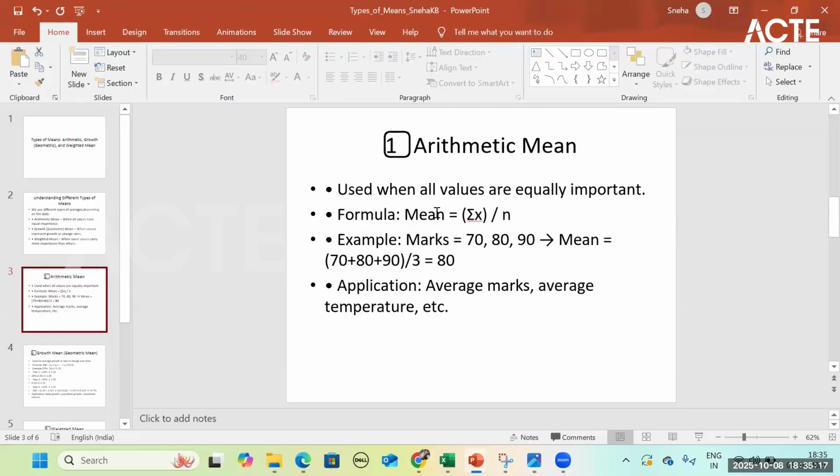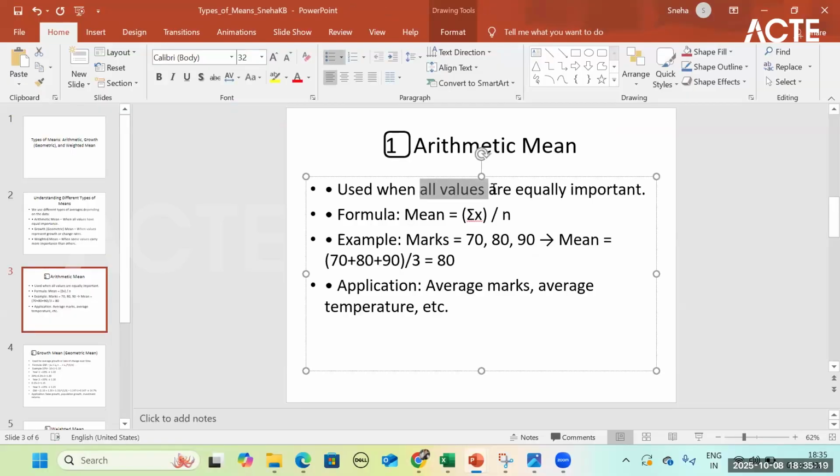number. This will be done when all the values are equally important. When all the values in the data are equally important, we will take the arithmetical mean. Okay? Understanding? Yes, ma'am.